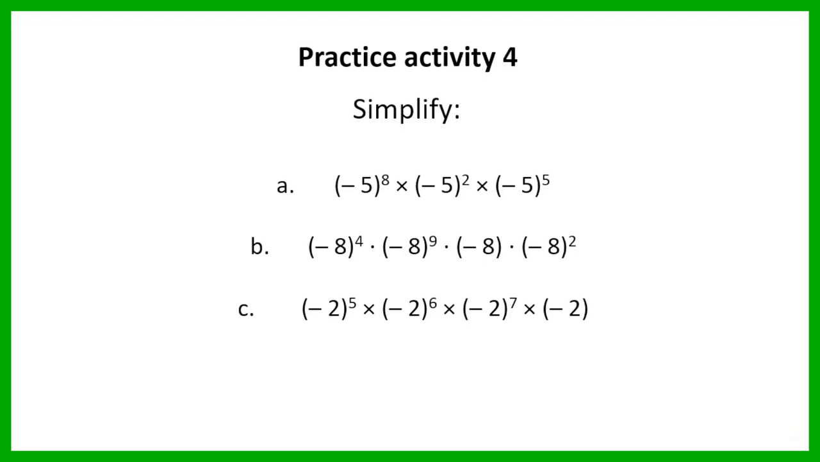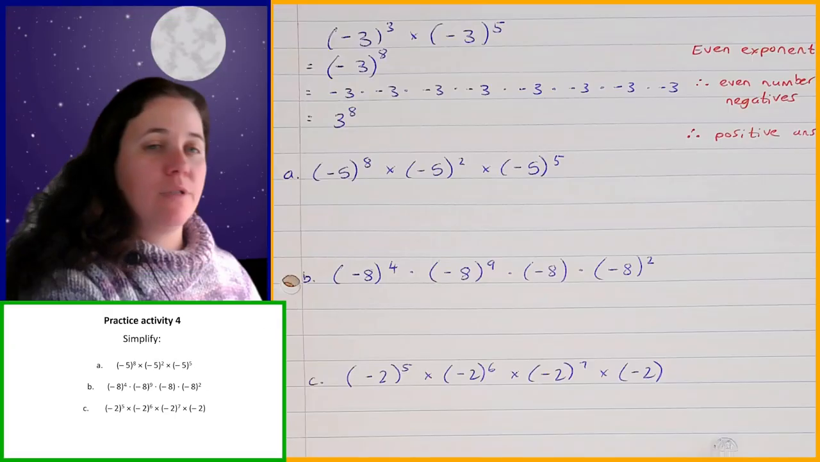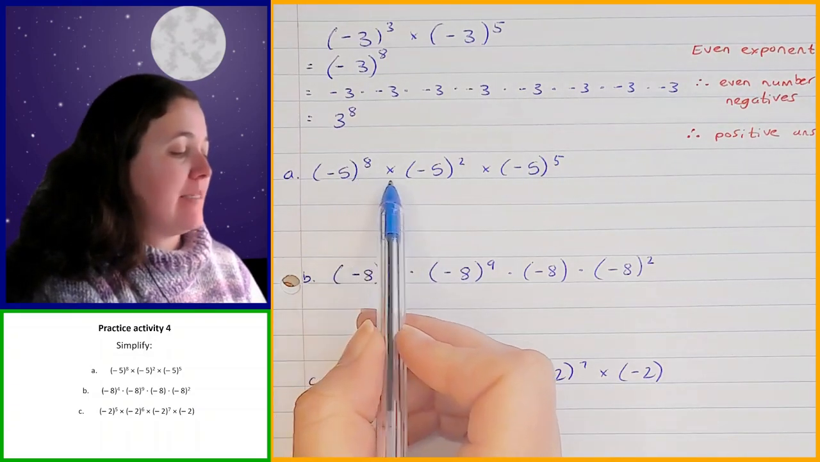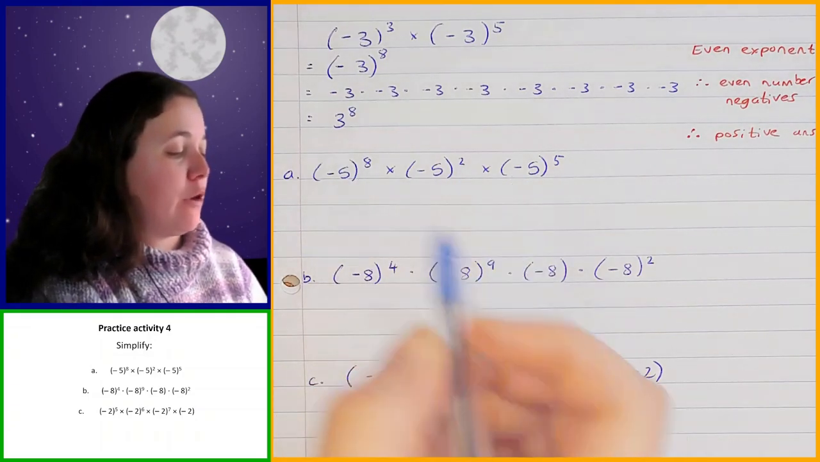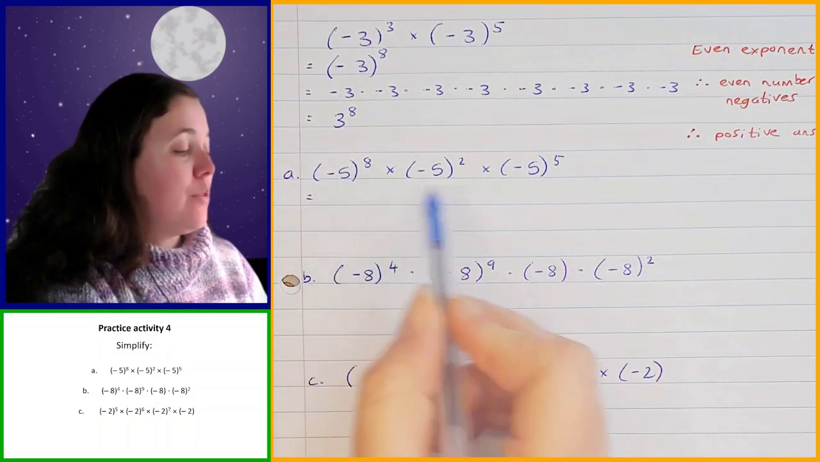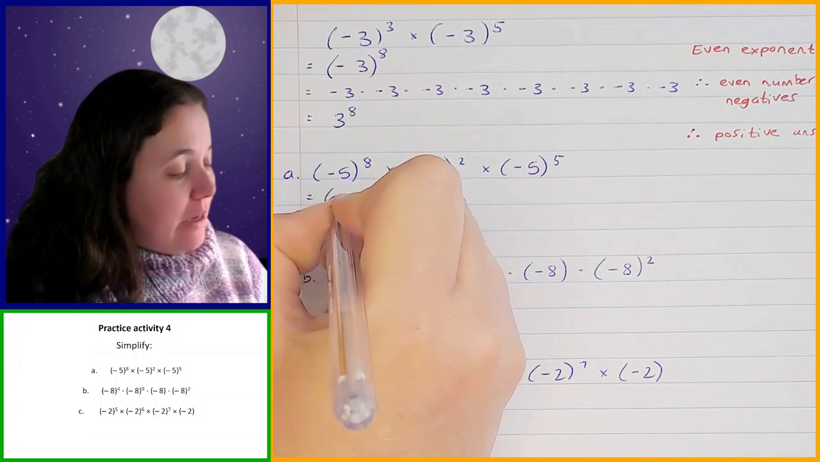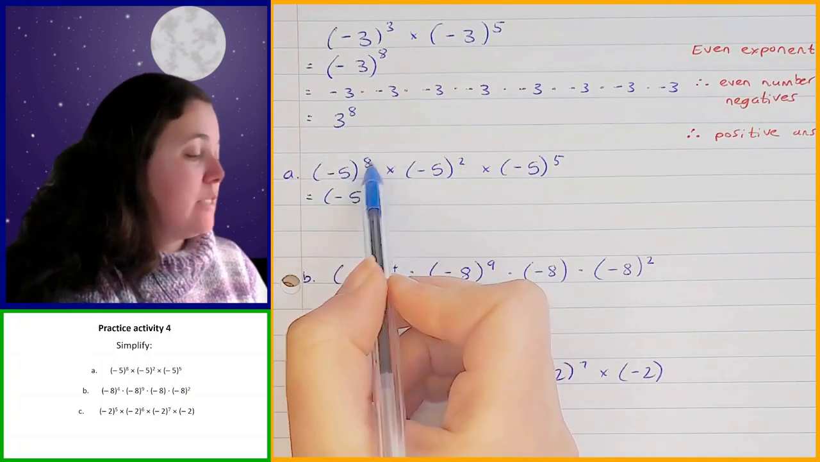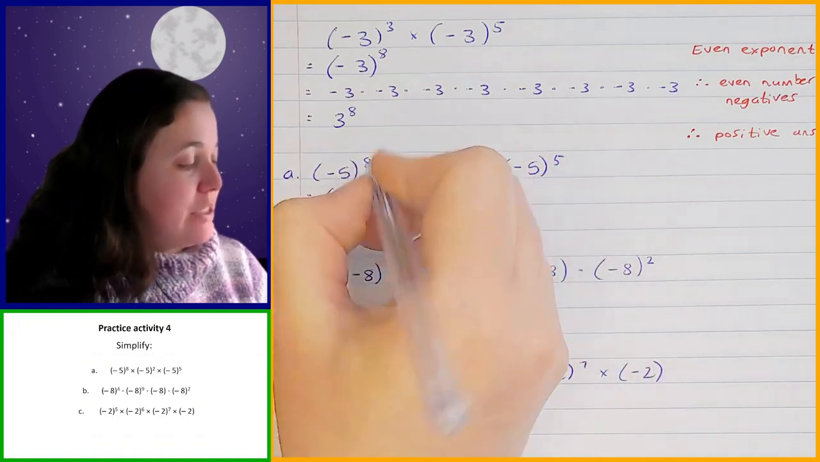Okay, you should be done with that. So let's go through those examples. So for question A, we had negative 5 to the power of 8 times negative 5 squared times negative 5 to the power of 5. So first of all, the bases are the same. So I'm going to keep the bases the same, and that's going to be negative 5. And I'm going to just add my exponents. So I have 8 plus 2 is 10 plus 5 is 15.